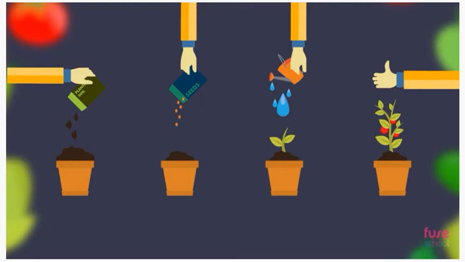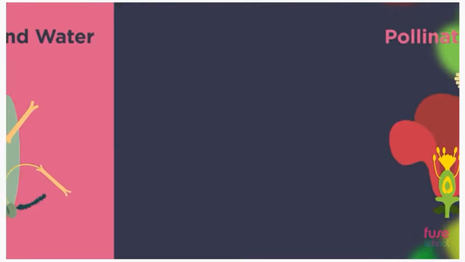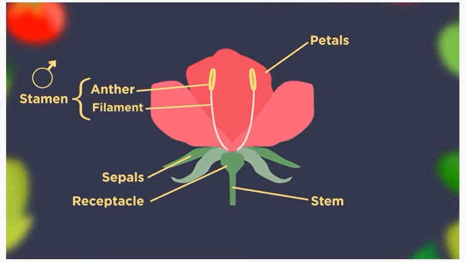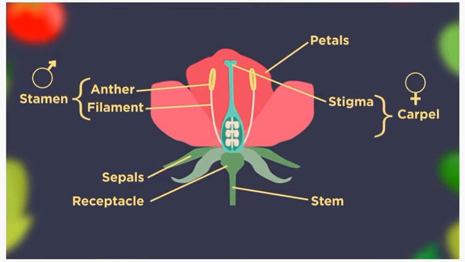So that is sexual reproduction in plants. Pollination has to happen before fertilization. The male pollen is produced in the anther, where it is then dispersed during pollination. The female parts of the flower are the stigma, style, and the ovary.